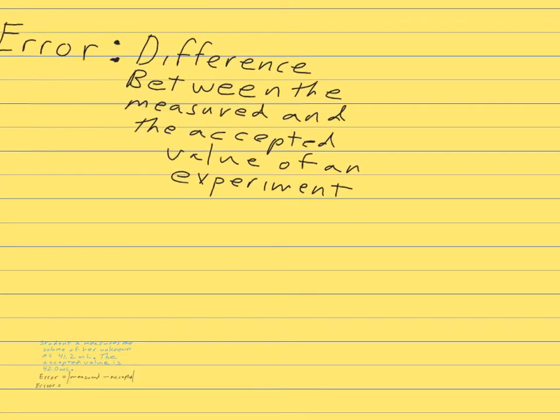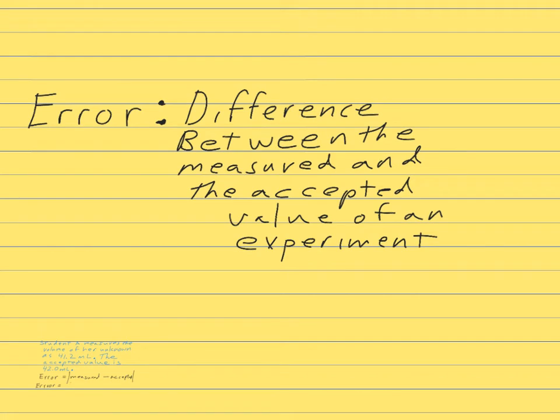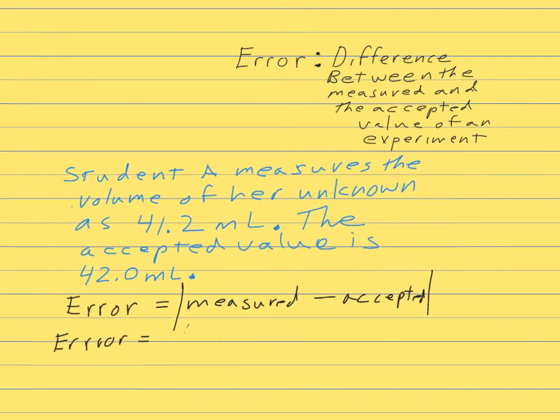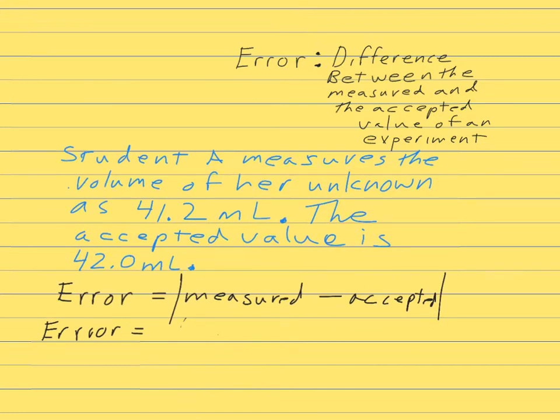All right. First thing we want to talk about is error. Error is the difference between the measured and the accepted value of an experiment. What do we mean? Well, let's take a look at a very typical lab example. A student measures a volume of her unknown as 41.2 milliliters. The accepted value of the unknown, in other words, what her teacher has on the answer key, is 42 milliliters.